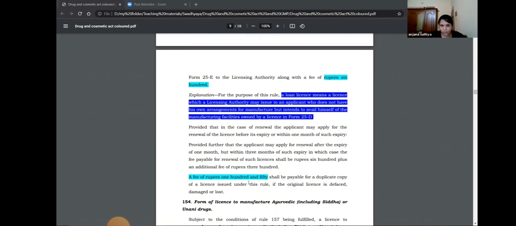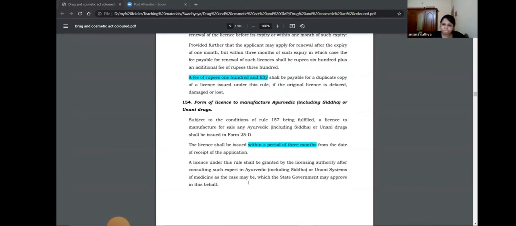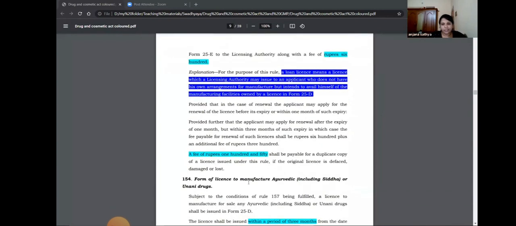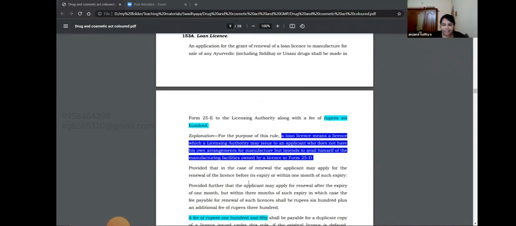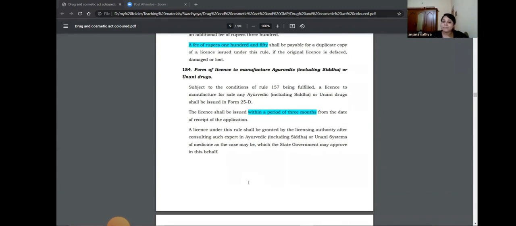Okay, I think it is clear now. Actually, I'm sorry. The drug license is applied in 24D and the loan license in 25D. The form of license to manufacture Ayurveda, Siddha and Unani medicine, the application is applied in form 24D and the application is granted in 25D. And the loan license is applied in 24E and it has been granted in 25E.